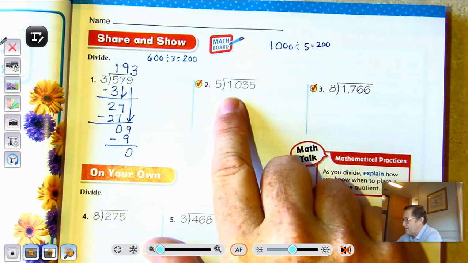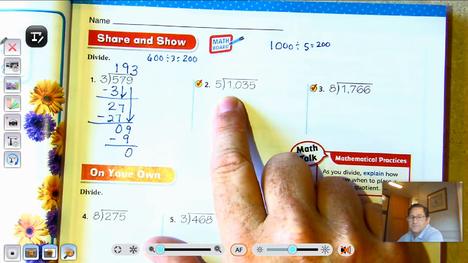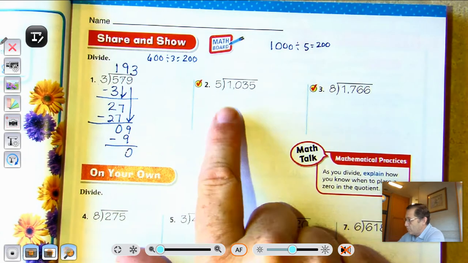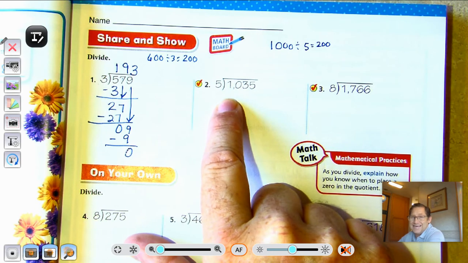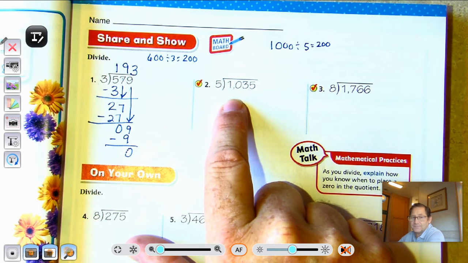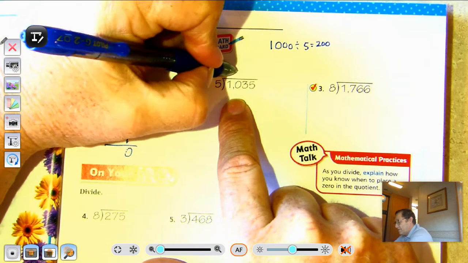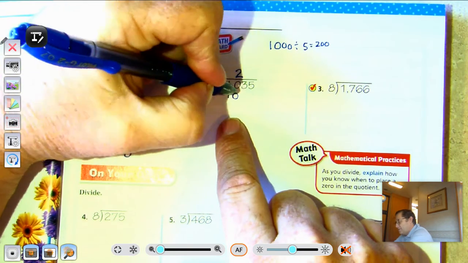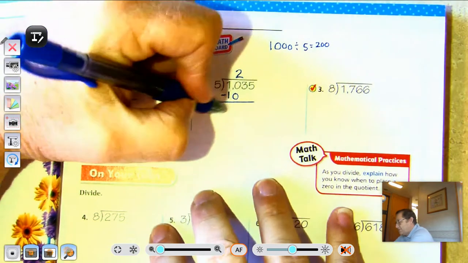So when we look at the thousands place, 1,000 cannot be shared equally among 5 groups. So we can regroup that 1,000 as 10 hundreds. Well, I can share 10 hundreds among 5 groups 2 times. 5 times 2 hundreds is 10 hundreds. 10 hundreds take away 10 hundreds is 0.